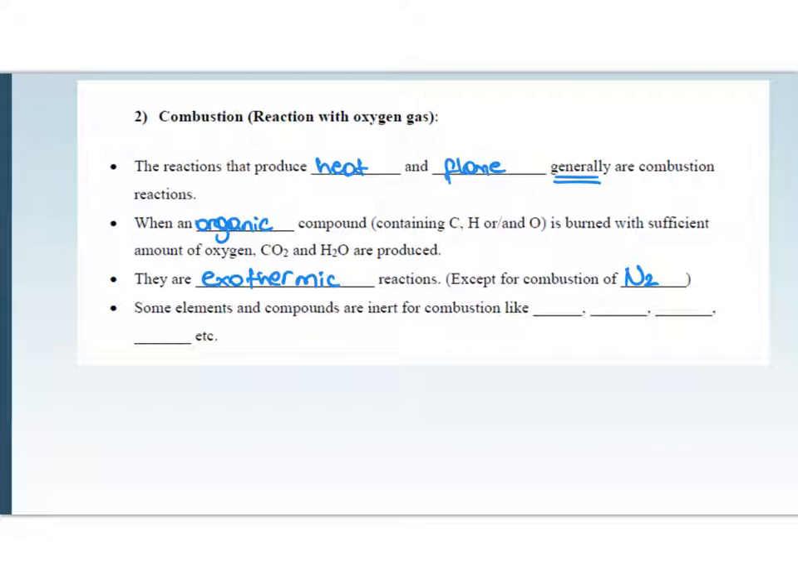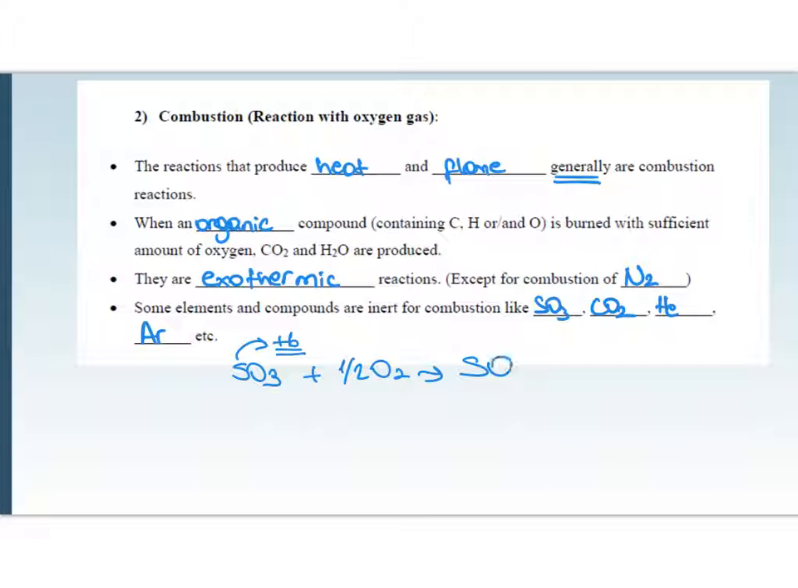And some elements and compounds are inert for combustion, like sulfur trioxide, carbon dioxide, helium, or argon. It's easy to understand why helium and argon are inert for combustion, because they are noble gases. Now, what about sulfur trioxide and carbon dioxide? When I calculate the oxidation number of sulfur in sulfur trioxide, I get plus 6. Remember, sulfur is in group 6A, and plus 6 is the highest oxidation number that it can get. So you can no longer burn that sulfur trioxide.